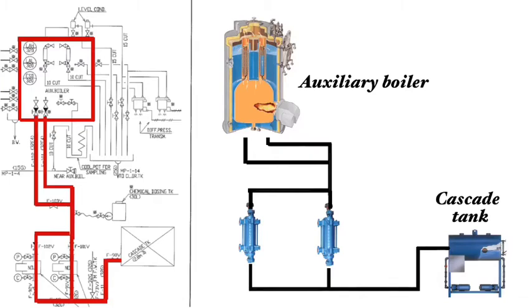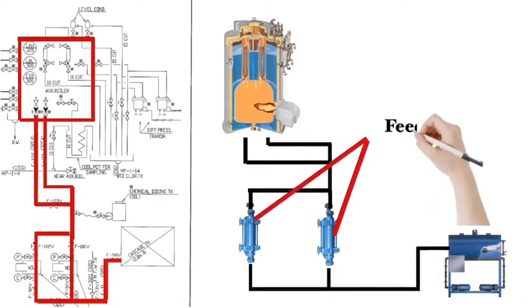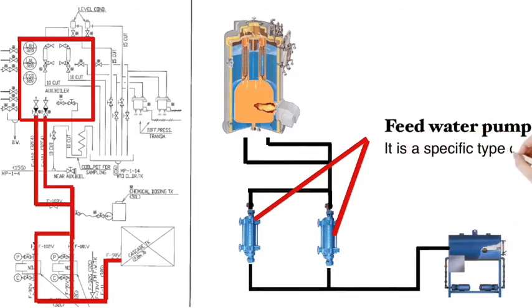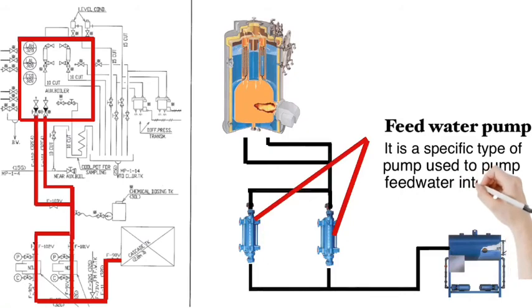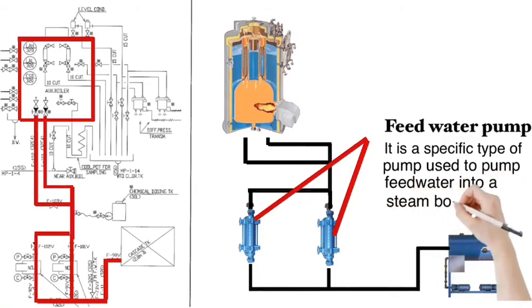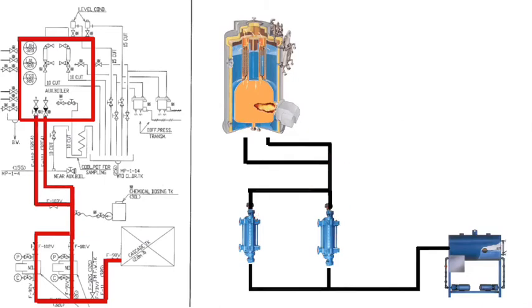We have two feed water pumps here. It is a specific type of pump used to pump feed water into a steam boiler. Take note guys, take note. We always use just one feed water pump. We cannot use two pumps at once because one of the pumps is always a reserve.